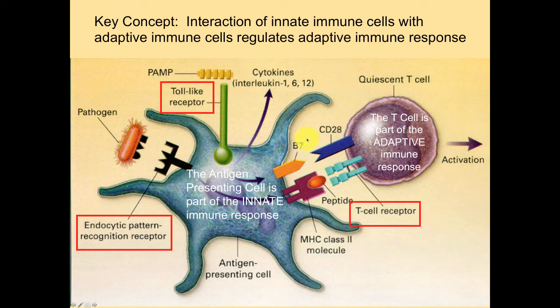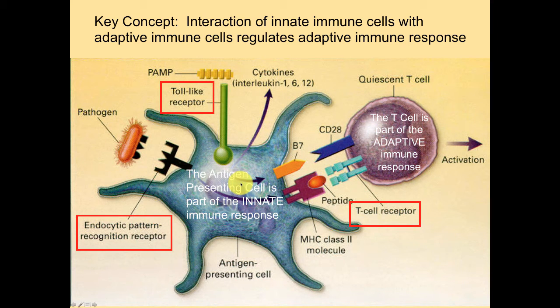And the combination of signals that the T cell receives through the CD28 molecule and signals received through the T cell antigen receptor will result in T cell activation and will result in proliferation and expansion of that cell and differentiation into an effector cell.